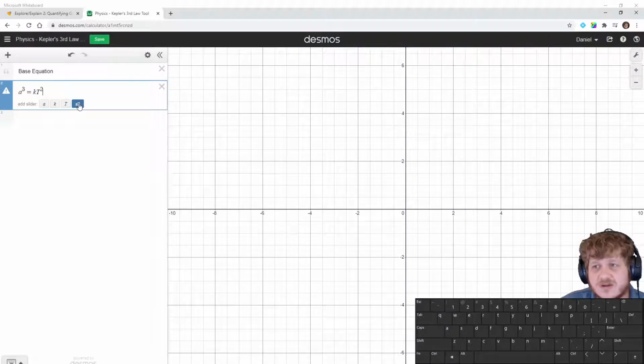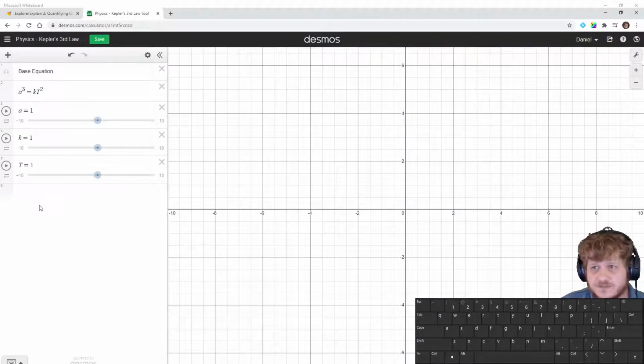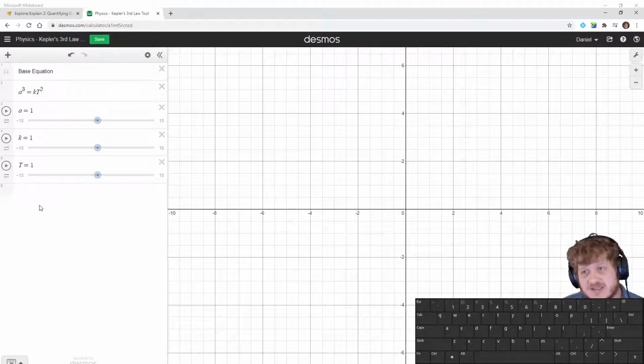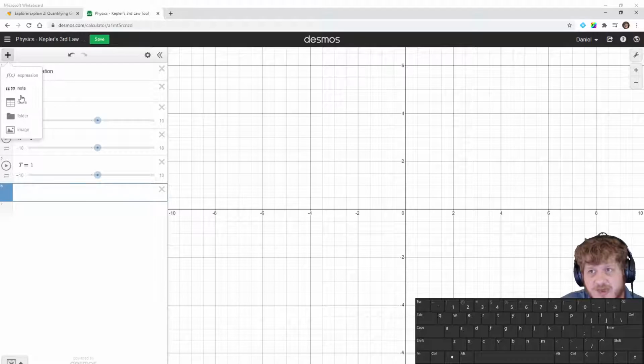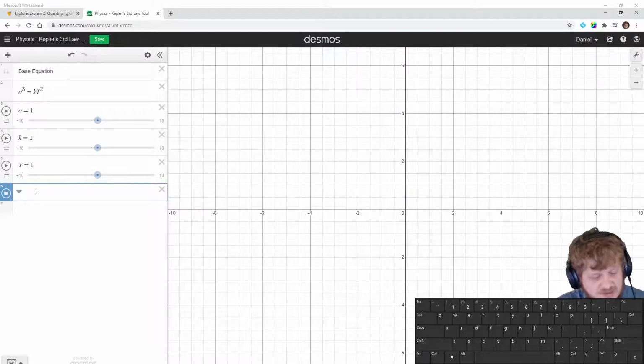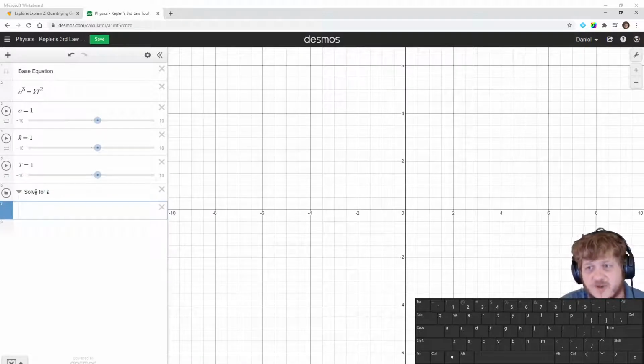And so what we're going to do is add a slider to all. Now, one of the things we'll want to do is solve for any one of these pieces. So we'll click down on line 6 and add a new folder. And we'll choose one of these to solve for at first. So we'll say solve for A. So we're going to create some stuff to solve for A. Now, before we do that, we want to spend some time manipulating our equation so then we can solve for A.